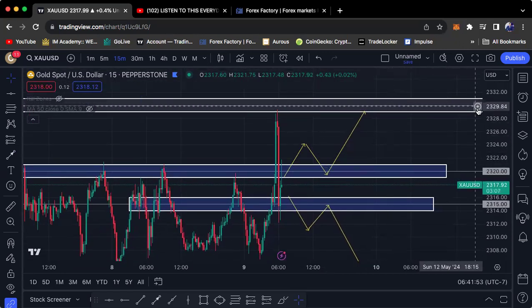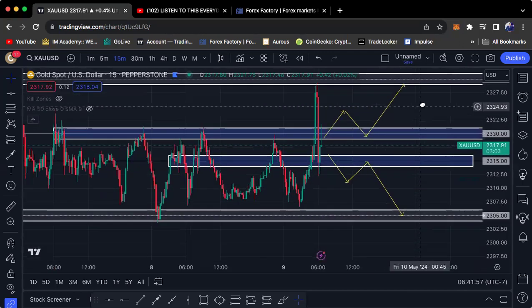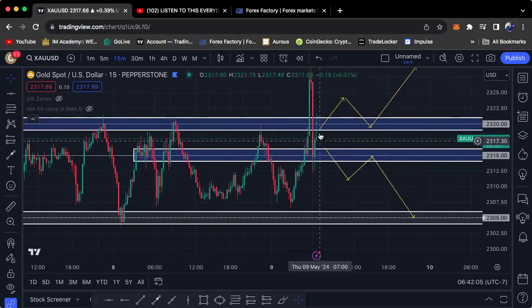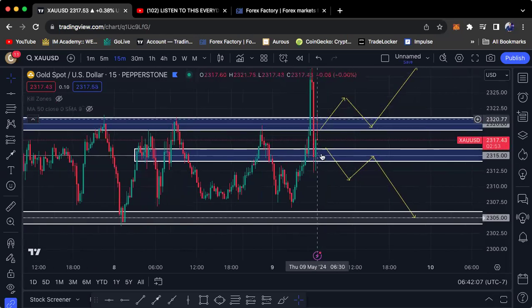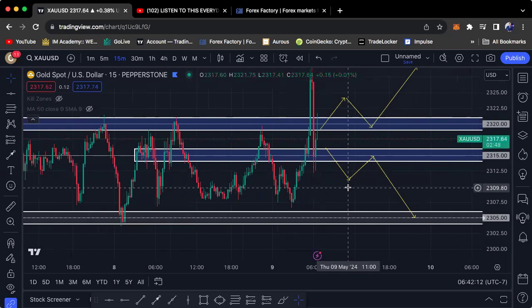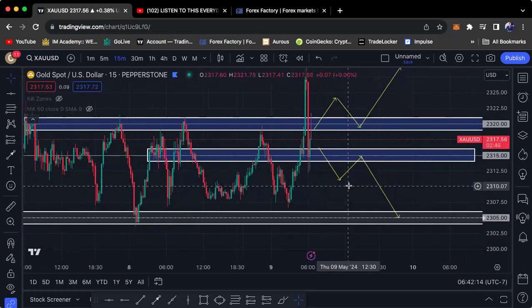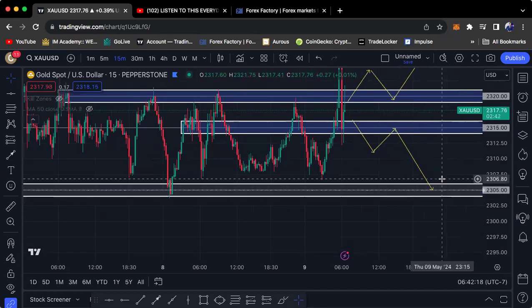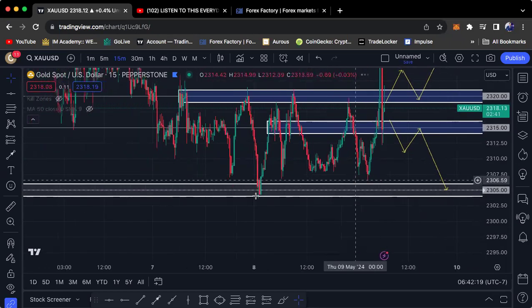2320 to 2330, that's a total of 100 pips. So I'm waiting for the next break of structure. I'm waiting for the next break and retest. I'm not trading here right now. I'm waiting for it to break below. Because I do believe that it's gonna go back down to this zone here, 2305, and liquidate.